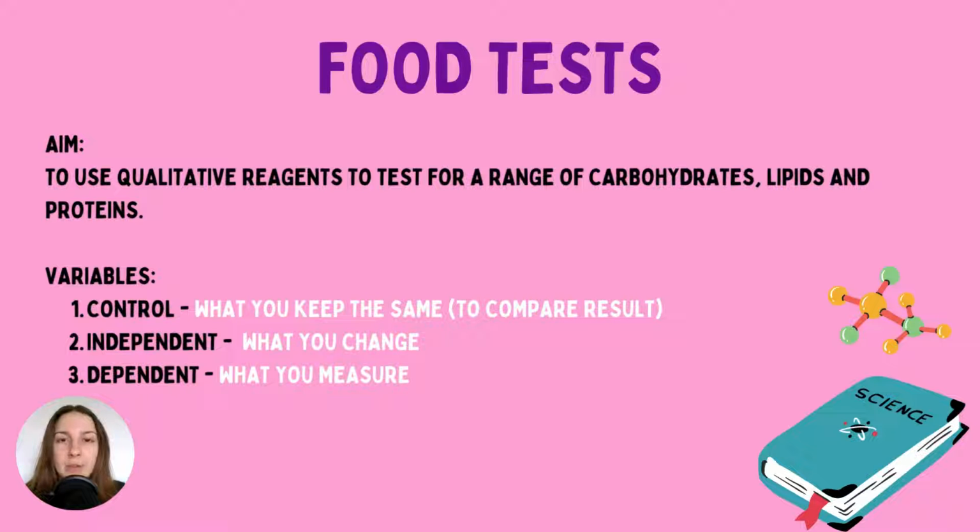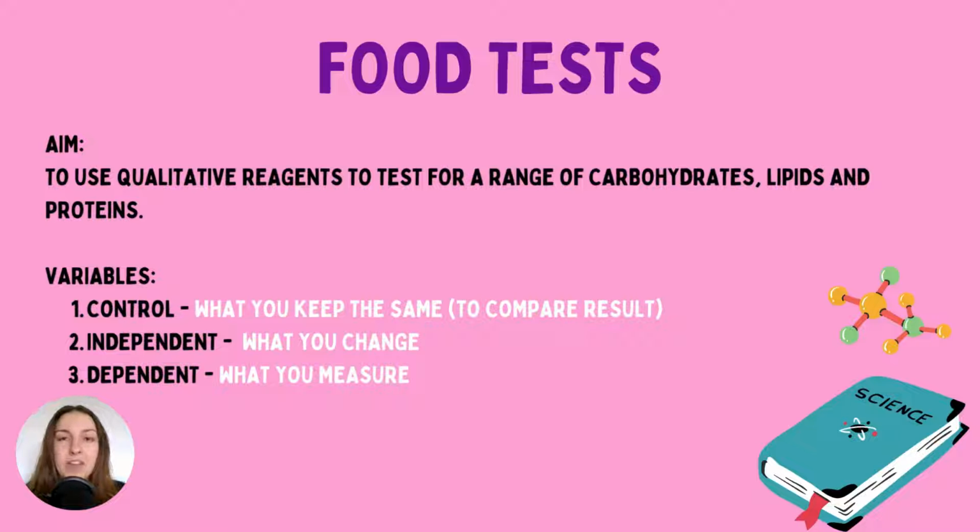We've also got the independent variable, which is something that you're going to change or alter. And that is important because we want to change what we're looking for sometimes. So, for example, in this example, we're changing the reagent we're using. So we are looking for carbohydrates, we're looking for lipids, we're looking for proteins, and therefore we're going to need slightly different chemicals or reagents.